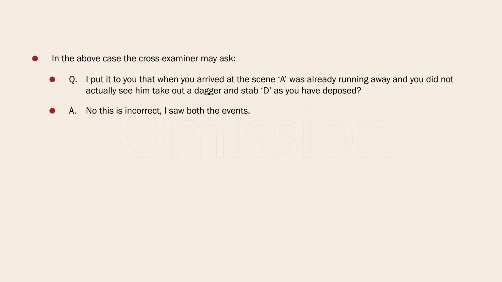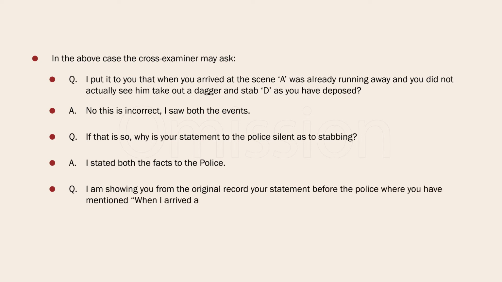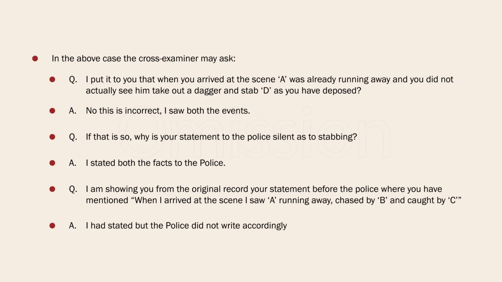And now the next question which will have to be asked is, if that is so, why is your statement to the police silent as to stabbing? He can answer that I stated both the facts to the police. Then the question should be, I am showing you from the original record your statement before the police where you have mentioned, when I arrived at the scene, I saw A running away, chased by B and caught by C. He might answer that I had stated but the police did not write accordingly.